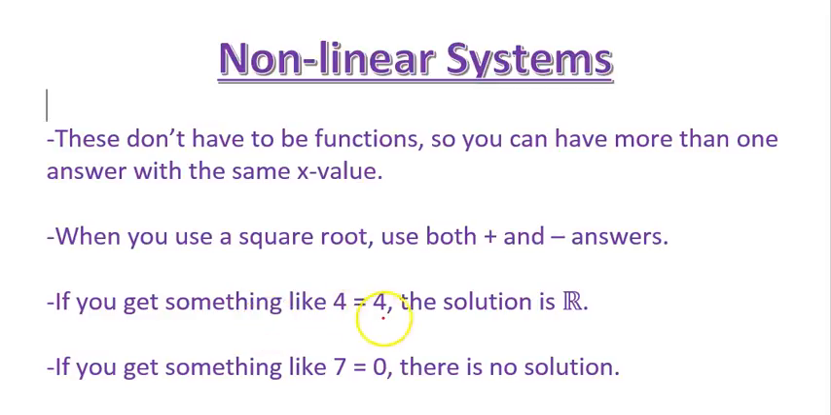If you get something that makes sense, like 4 equals 4 or 11 equals 11, your solution is all real numbers. In other words, they're on top of each other everywhere. If you get something that doesn't make sense, like 7 equals 0 or 5 equals 3, that means there's no solution, and those graphs are not crossing. So this one means the graphs are on top of each other, they're basically the same graph, and this one means that they don't touch at all.